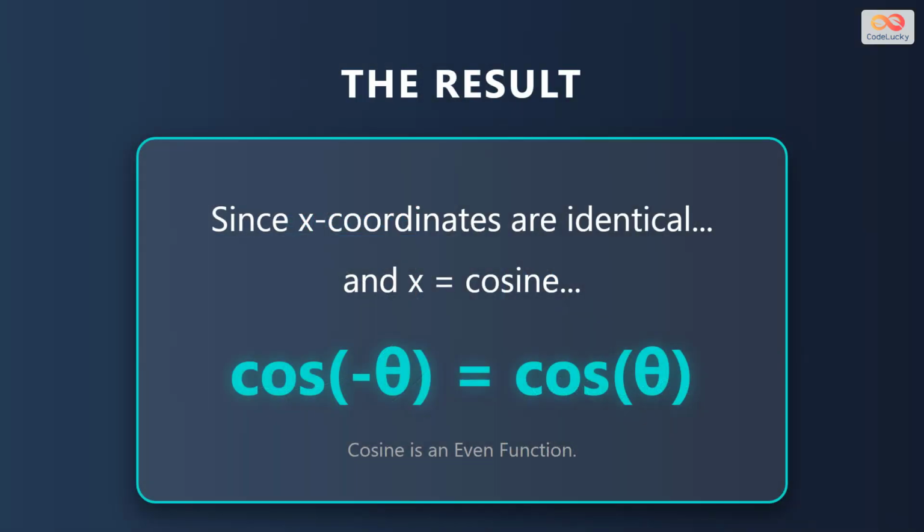Since the x-coordinate on the unit circle represents the cosine value, and we just saw that both points share the same x-coordinate, we can conclude that the cosine of negative theta must equal the cosine of theta. This confirms that cosine is indeed an even function.